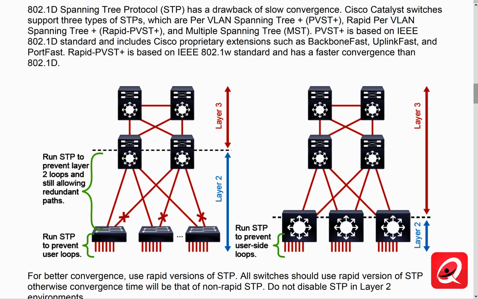So we want to make sure that we're using a standards-based protocol. Cisco's variation certainly is, I guess, considered standards-based now. It's not, but all Cisco devices support it. Certainly at a minimum, you want to be doing rapid spanning tree.